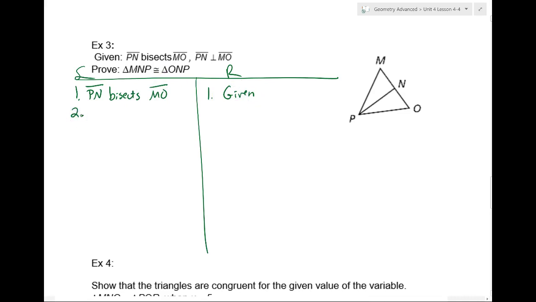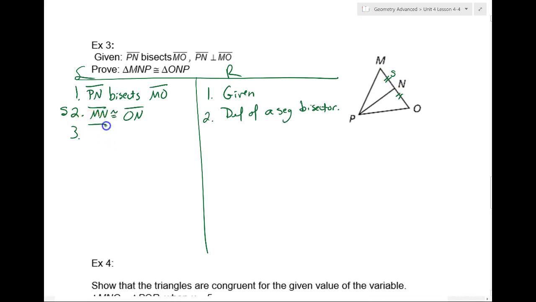So PN bisects segment MO, so that's a segment bisector. If I give you a segment bisector, you give me 2 congruent segments. And that's just the definition of a segment bisector. If you have a segment bisector, you have 2 congruent segments. All right, then if you're stuck, we go back to our given. By the way, that gives me a pair of congruent sides, doesn't it? A pair of congruent sides.